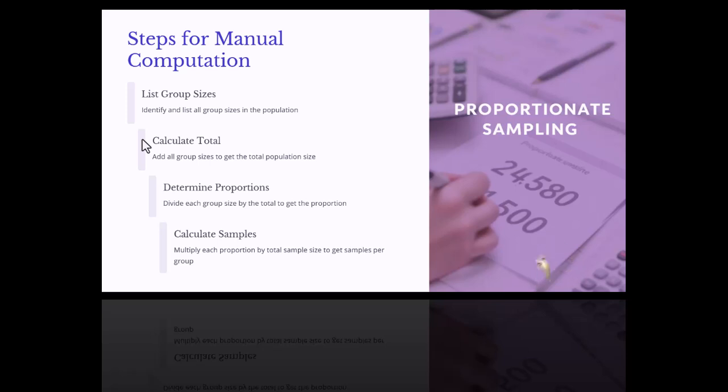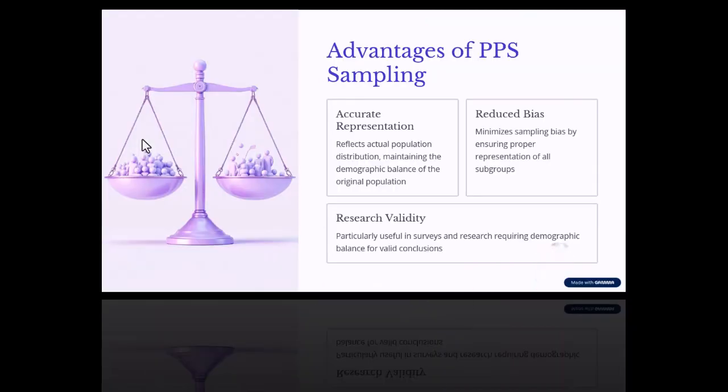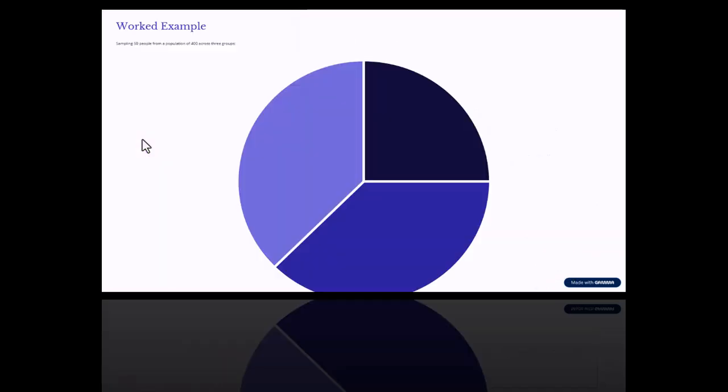So when you are doing the proportionate to size sampling technique, it is good to identify and list all the groups and the size of each group, calculate the total, add it up, determine the proportion, and multiply the proportion by the total sample size, and that will give you the sample that you are looking for.